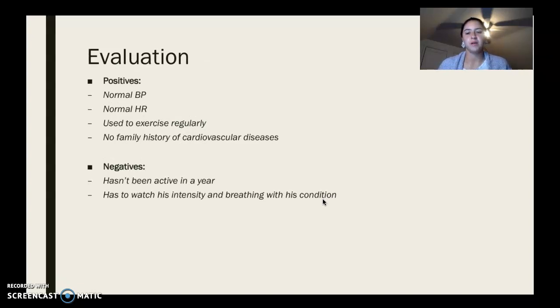So the positives of his evaluation are he has a normal blood pressure, normal heart rate. He used to exercise regularly, so he knows what he can handle, but we should still start him off with a low, moderate exercise intensity. He has no family history of cardiovascular disease, which is great, but his negatives include he hasn't been active in a year, so he's going to have to build back up to being active again, and he has to watch his intensity and breathing with his condition, CF.